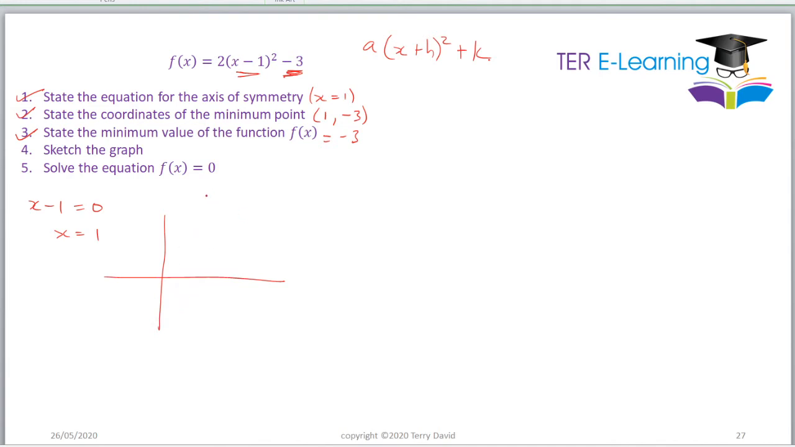Now when you want to sketch a graph, we're going to do this. Our minimum point is (1, minus 3), so (1, minus 3) is somewhere here. Now we're just sketching, it doesn't have to be accurate. We're not drawing a graph, we're sketching a graph. So this is y, this is x, this is my axis of symmetry, and my axis of symmetry is x equal 1. This point here is minus 3, so therefore this point here is (1, minus 3). So this is what the graph looks like.